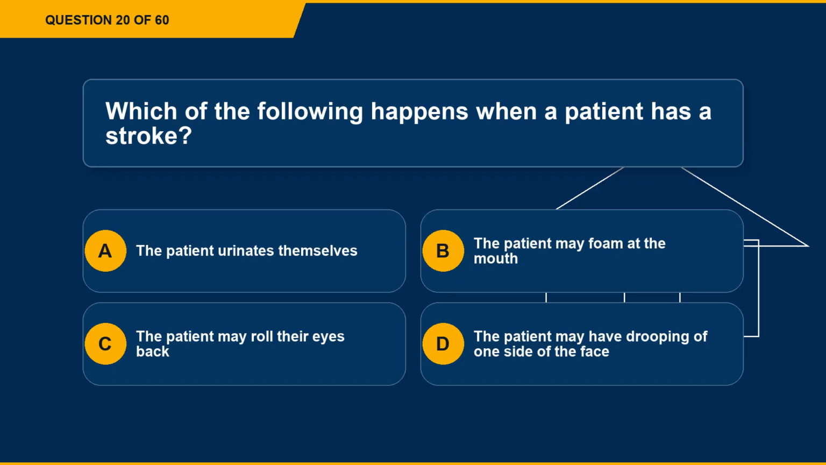Question 20. Which of the following happens when a patient has a stroke? Option A, the patient urinates themselves. Option B, the patient may foam at the mouth. Option C, the patient may roll their eyes back. Option D, the patient may have drooping of one side of the face.